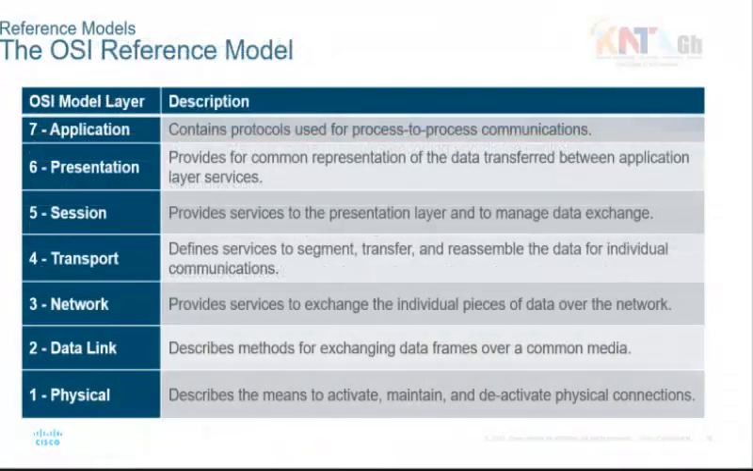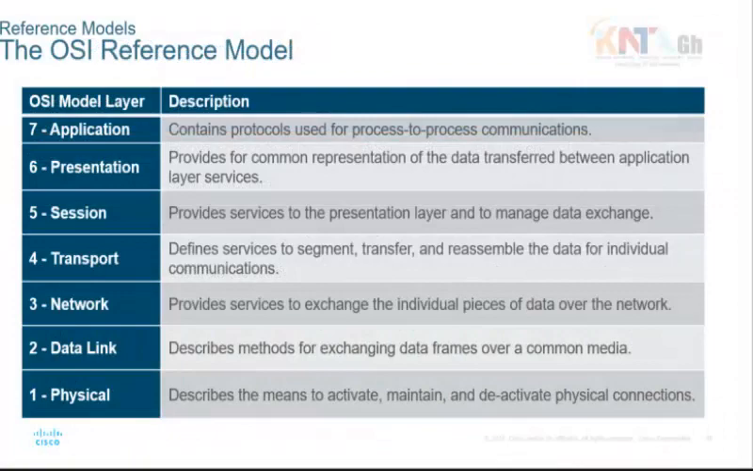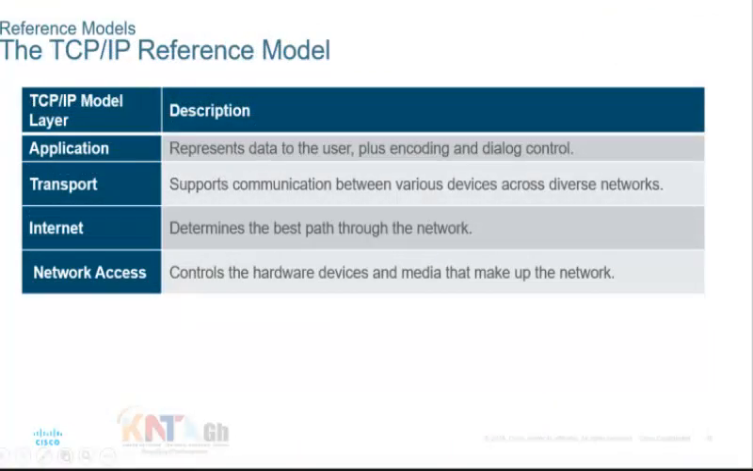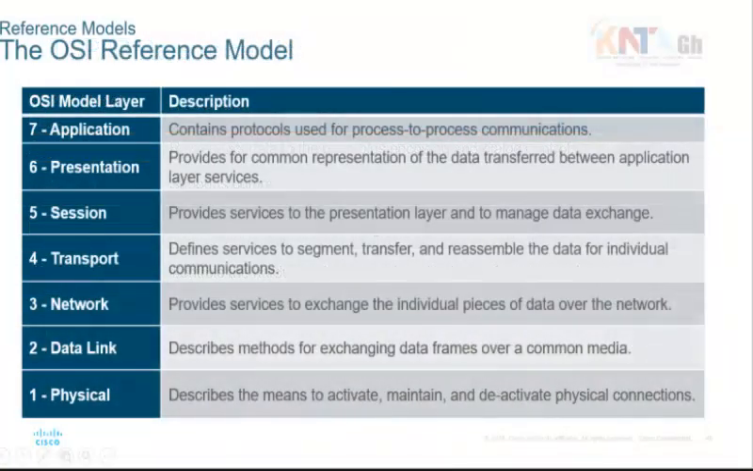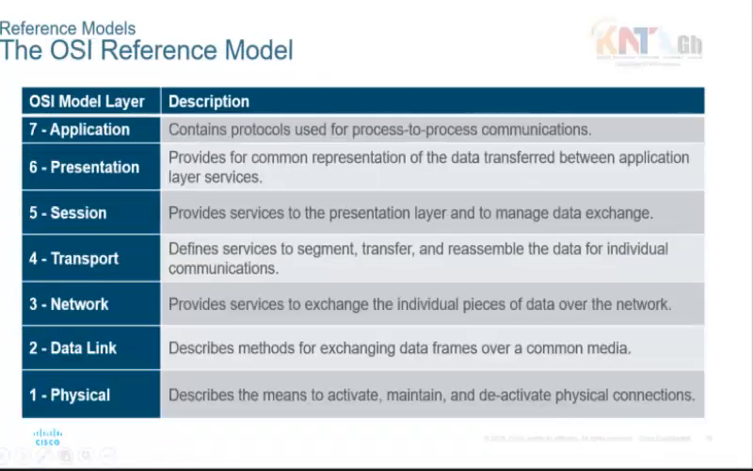For example, the application, presentation, and session layers have been consolidated into one, and we call it the application layer for the TCP/IP model. And then we have the transport layer, which has been maintained the same way. And then we have the internet layer that consists of the network layer and the data link layer. And then we have the network access layer that has the physical layer.